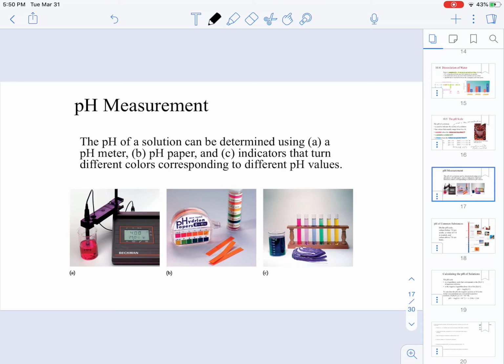And also, there are natural dyes, for example, in fruit and vegetables, that can turn different colors depending on the presence of H plus, or protons, in a particular solution. So C is actually purple cabbage. And this purple cabbage has a molecule that is called a flavin. And this flavin, depending on the type of solution it is exposed to, as you can see, can give different colors. You can actually find YouTube videos and even try it at home.